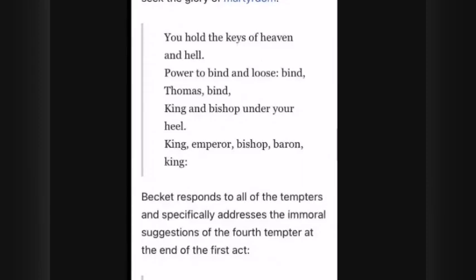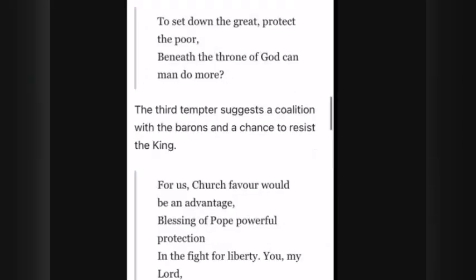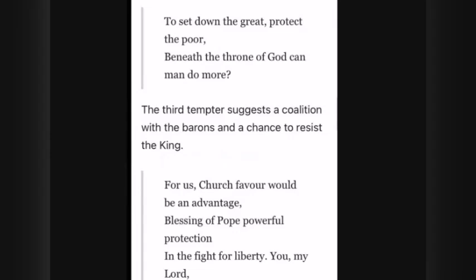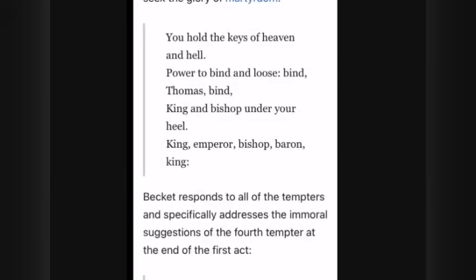And now the fourth tempter urges him to seek the glory of martyrdom. Since the first one suggested he should run, he refused. The second one said, accept the next king, he refused. Then, okay, what else will you do? The third one said, join forces with all these people. He said no. The final person says, since you do not want to, okay, now you can sacrifice yourself.